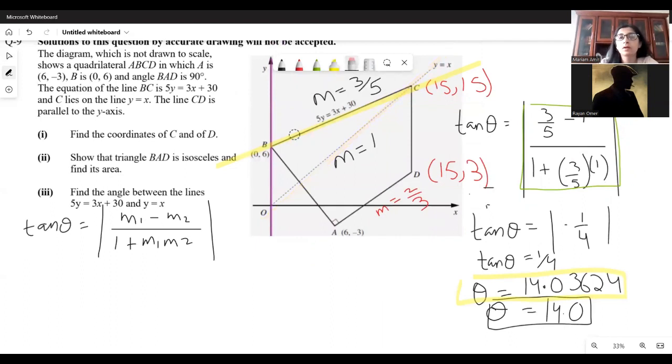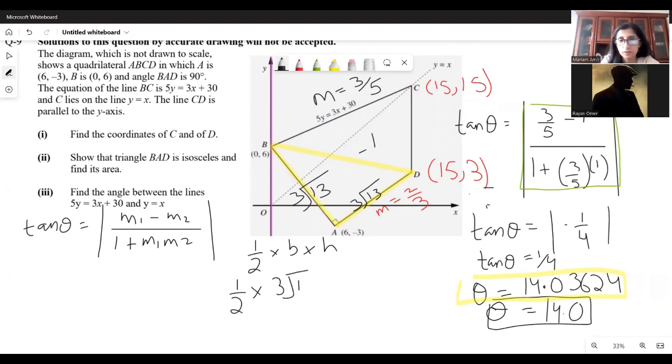So in part 2, we had to find the area of this. We did find the two lengths already, right? What were these two lengths? Under root 117. Yes, 3 under root 13. So 3 under root 13 here and 3 under root 13 here. Now, conveniently, this is a right angle triangle. So for area, all you have to do is half times base times height. So half times base is 3 under root 13, and height is also 3 under root 13.